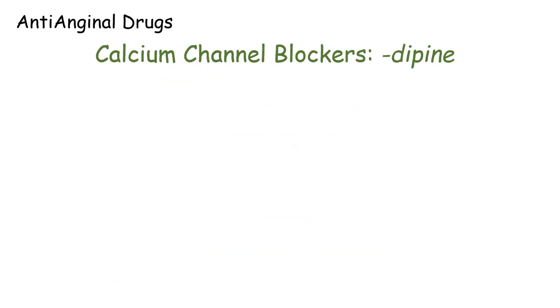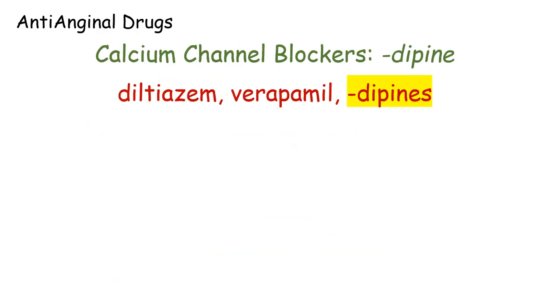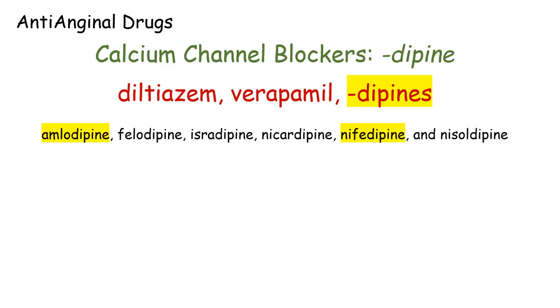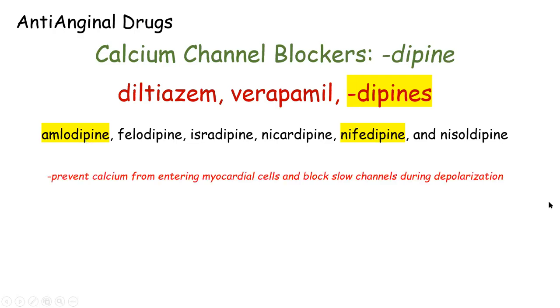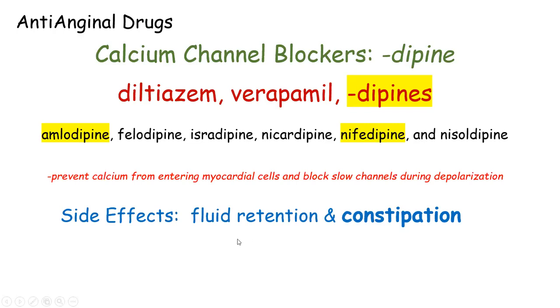So more anti-anginal drugs, we have calcium channel blockers. And you'll notice the number one that's dispensed in the United States is amlodipine. Diltiazem and verapamil, they're older calcium channel blockers. Then they came out with the dipines. Now we've got amlodipine, felodipine, isradipine, nicardipine. So you'll see all the D-I-P-I-N-E, dipine, calcium channel blockers. They prevent calcium from entering the myocardial cells, so they block slow channels during repolarization and depolarization. Main side effect is fluid retention and constipation.